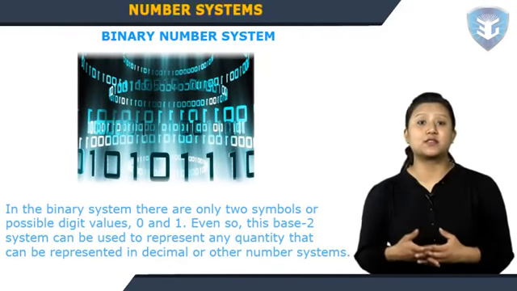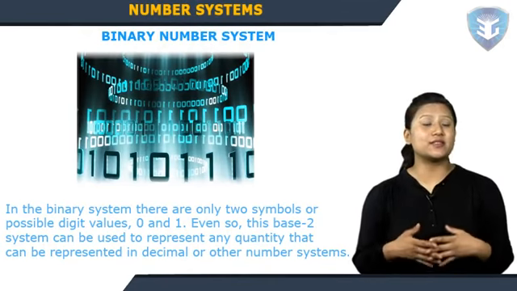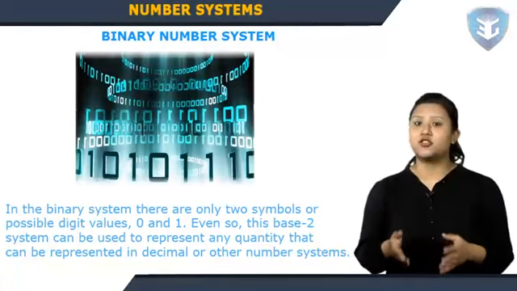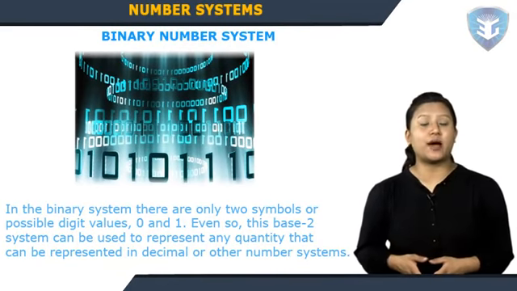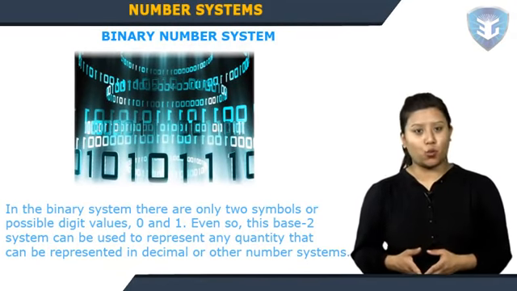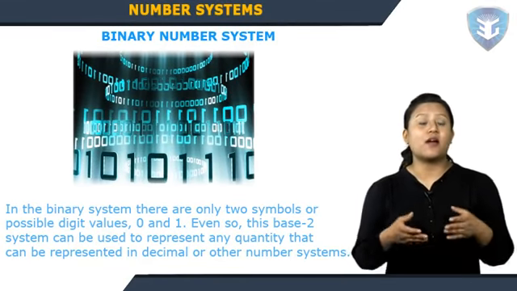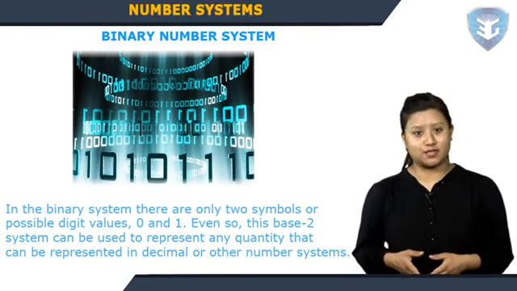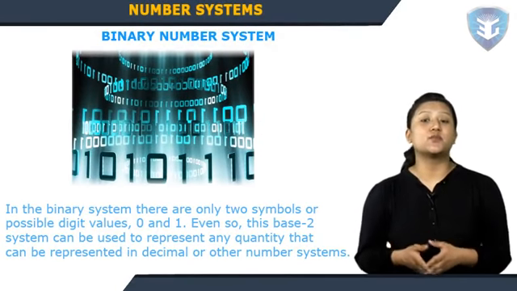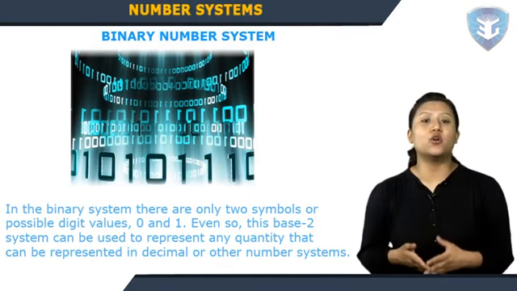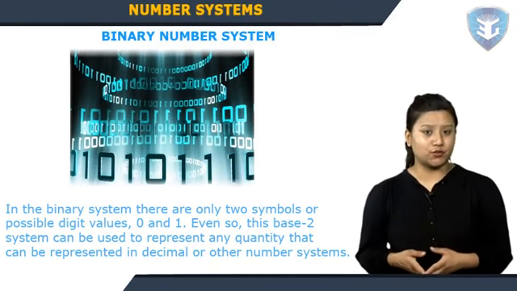Even so, this base 2 system can be used to represent any quantity that can be represented in decimal or other number systems. In general, though, it will take a greater number of binary digits to express a given quantity. All the statements made earlier concerning the decimal system are equally applicable to the binary system. The binary system is also a positional value system wherein each binary digit has its own value or weight expressed as a power of 2.